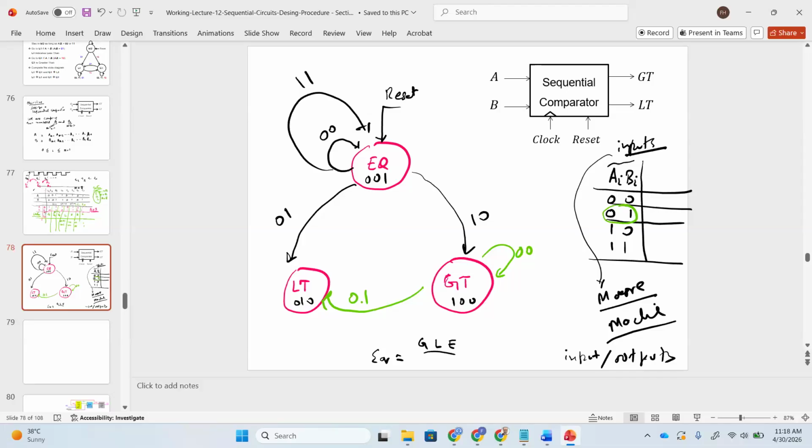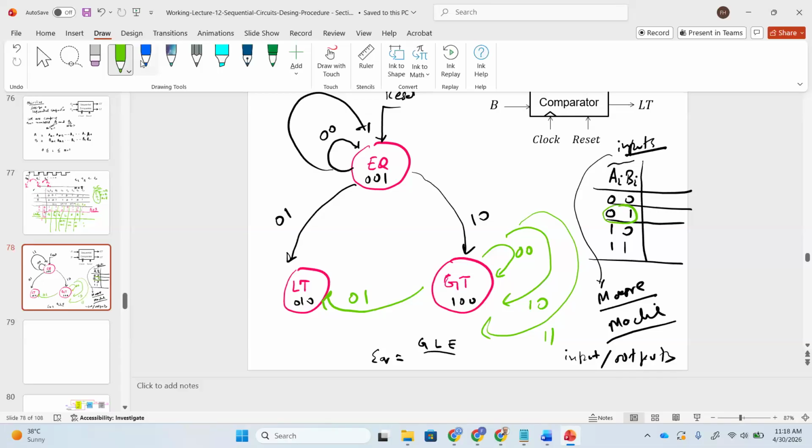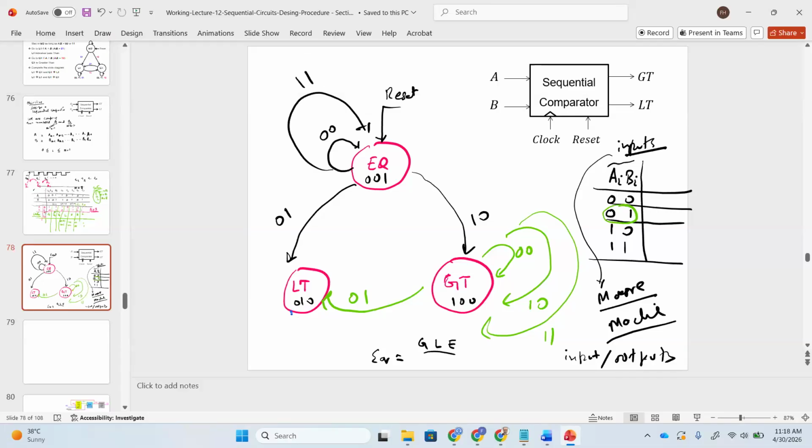GT. I will stay in the GT state. And 1 1? Stays in GT. Yeah, it's the current state, GT state. Now I'm going to the LT state, and I'm now using a different color, a blue color. 0 0. Where should I go? LT. 0 1.